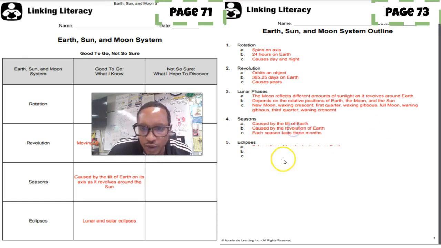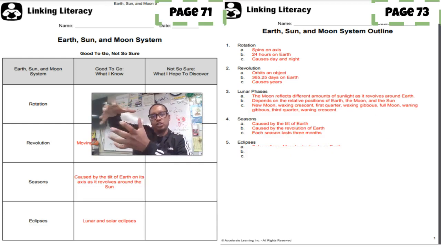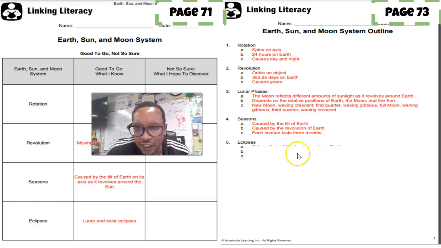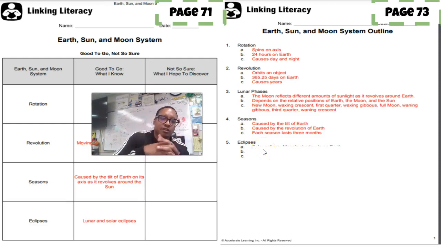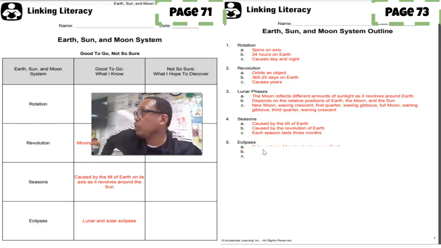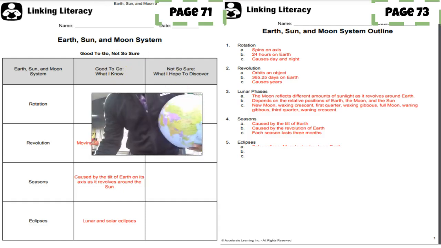Okay, seasons, right? Caused by the tilt of the Earth. Remember that. Caused by the revolution of the Earth, right? So depending on whether the northern hemisphere is closer to the sun or further away from the sun, depending on its tilt, right? And each season lasts approximately 3 months. And then here's the thing too about seasons: they last approximately 3 months unless you're closer to the equator. And here we'll talk about that right now. Okay, boom. Unless you're closer to the equator.